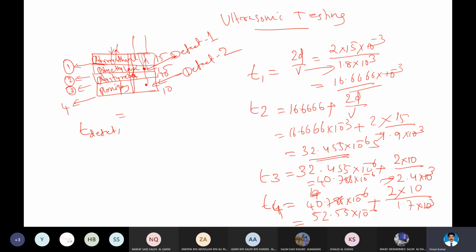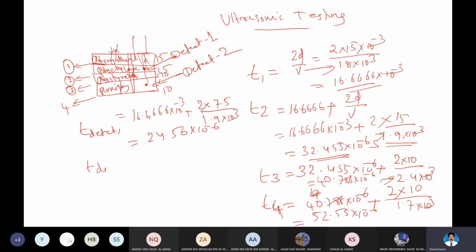Defect 1 is at the center of this. So I will take the first one, 16.6666 times 10 to the power minus 3 plus 2 times. Defect is at the center, so 15 by 2, 7.5. Why 7.5? Because it is at the center. So 15 divided by 2, 7.5 divided by polyethylene. Polyethylene, if you remember, I think 1.9 times 10 to the power 3. So you will get defect 1.